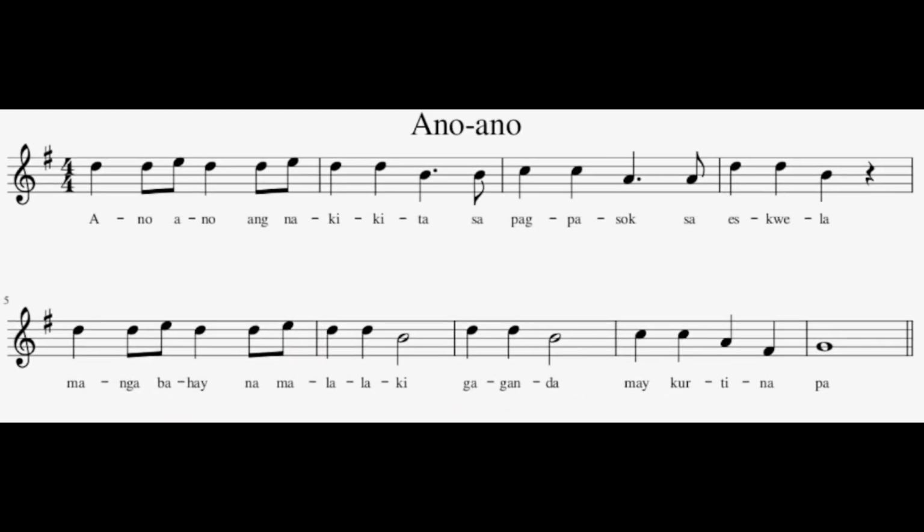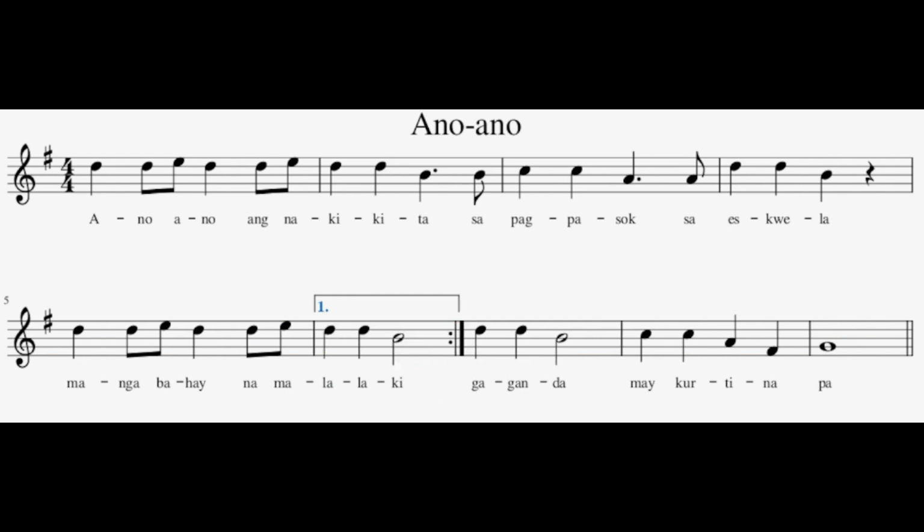Let's use again the song Ano-Ano. And this time, I added one measure here and I put it there, na malalaki. And this measure will be our first ending. And of course, we need to have an end repeat so that we will go back to the very first part of the composition or the song. Or we can add start repeat, but this time let's not add start repeat. And this measure here, na magaganda, this will be our second ending. So let's try to play it.